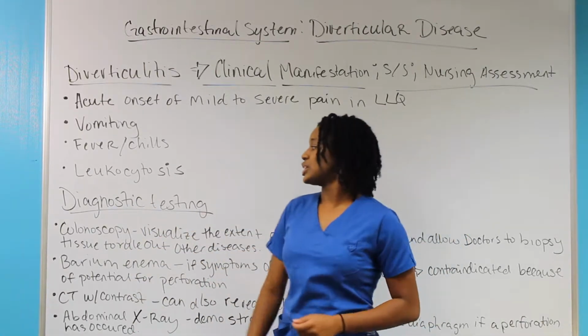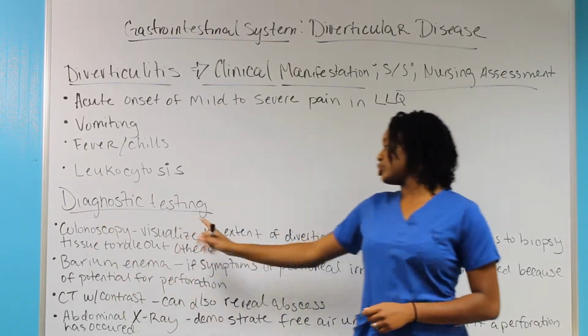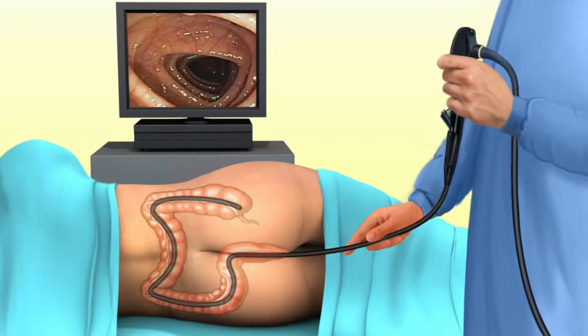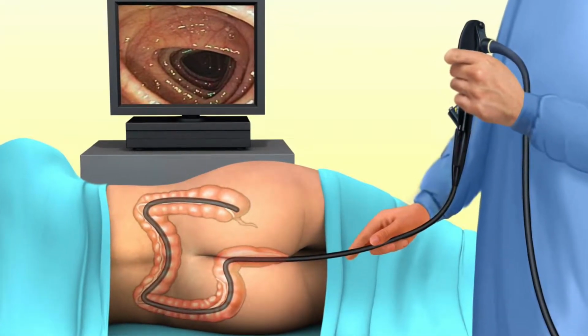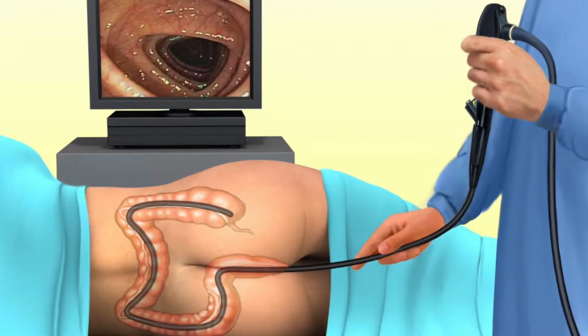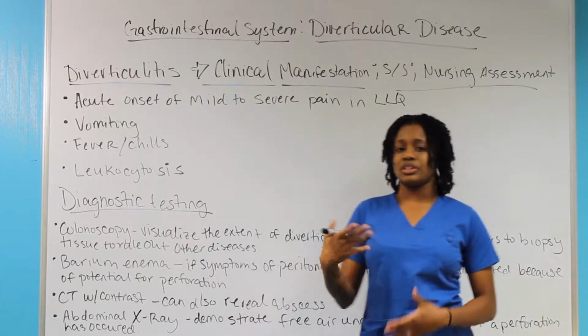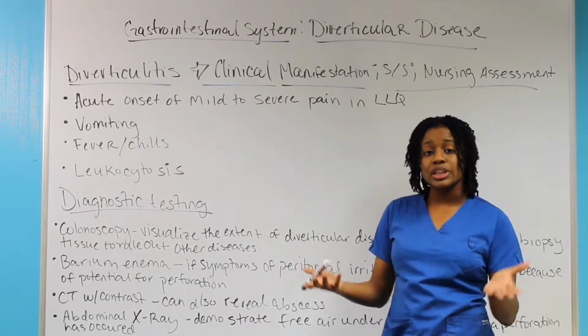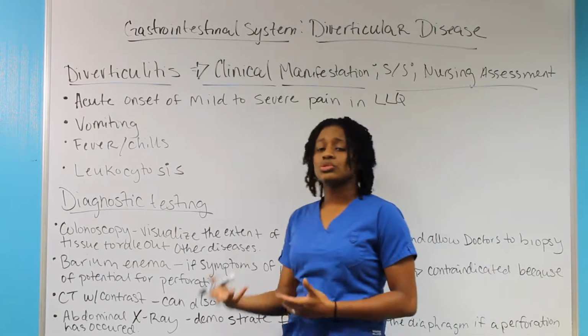So with your diagnostic testing, you have a colonoscopy, which is going to visualize the extent of the diverticular disease. And a doctor from there may go ahead and say, okay, I want to do a biopsy of the tissues to rule out anything else, whether it's cancer, could be colon cancer. So you want to make sure that you're ruling out those things.